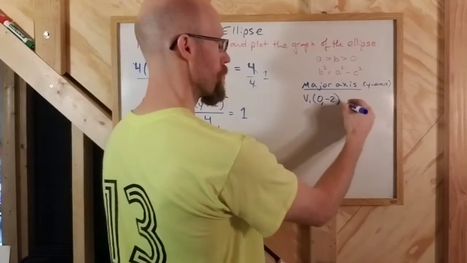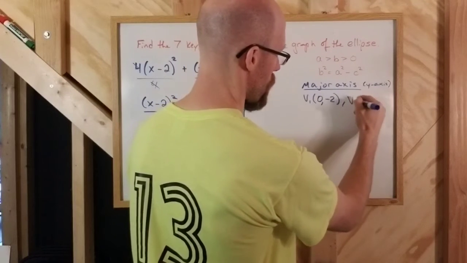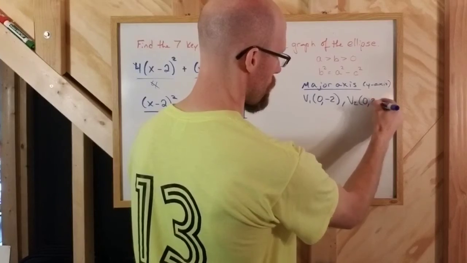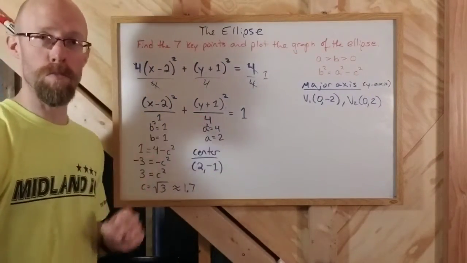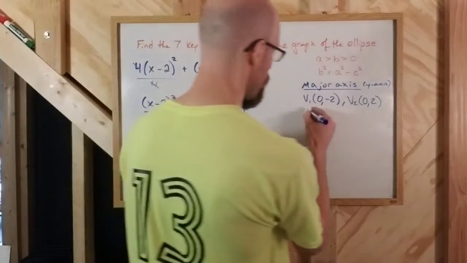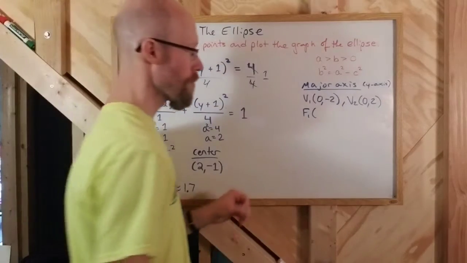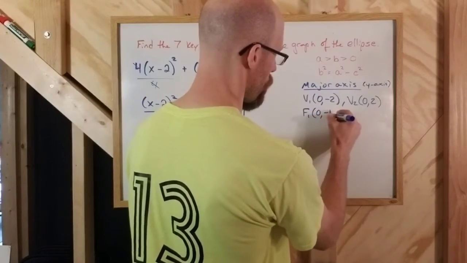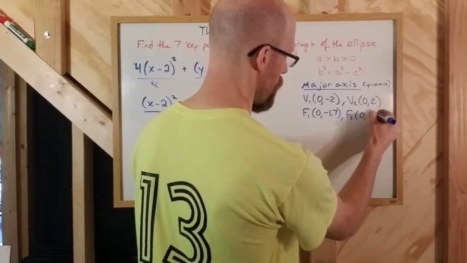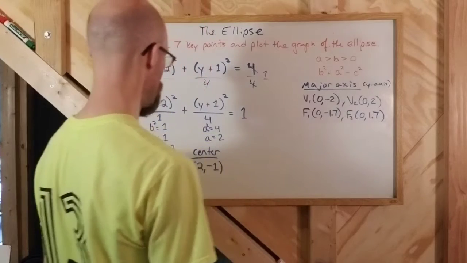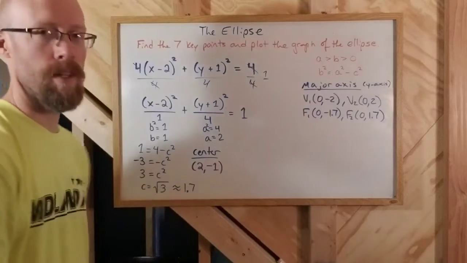I usually go with the smaller one first. Oops. And then vertex 2 would be at (0, 2). So again, those are in the y direction because the y denominator is bigger. The foci, focus 1, is going to be at 1.7 and negative 1.7. So (0, -1.7) and (0, 1.7). Oh, I didn't factor in the center.